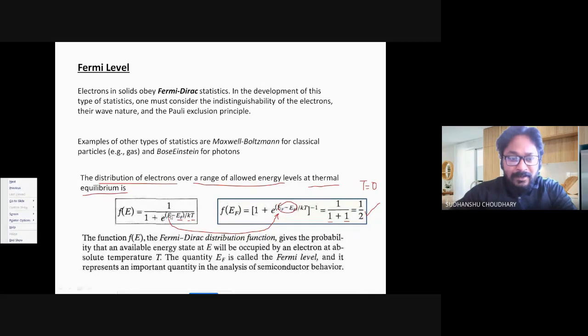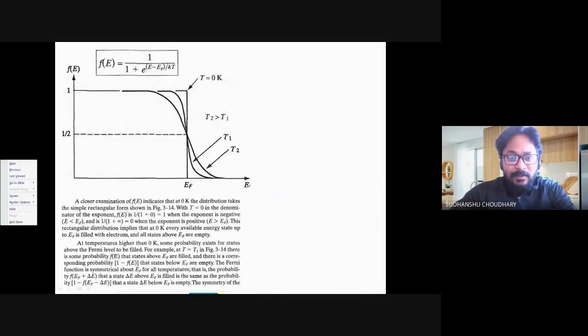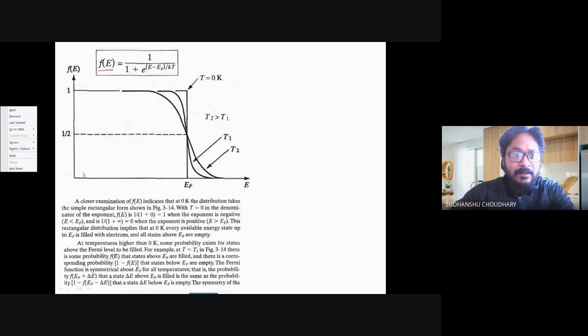Now the same probability function can also be plotted. On the y axis, you can keep the probability of finding an electron, and on the x axis one can keep the energy levels, or the states at a particular energy level E. So E on the x axis, and this probability of finding an electron, Fe, on the y axis. So one can plot this function. Let us say that we start from E is equal to 0 at this point.